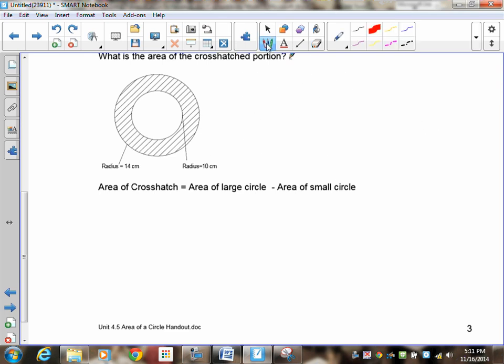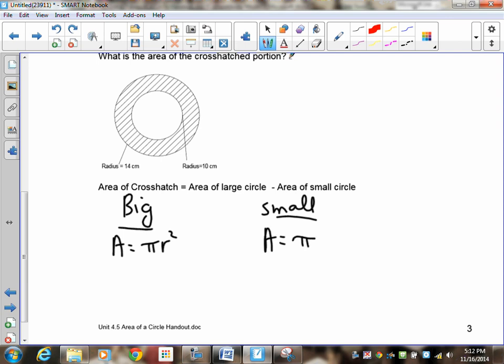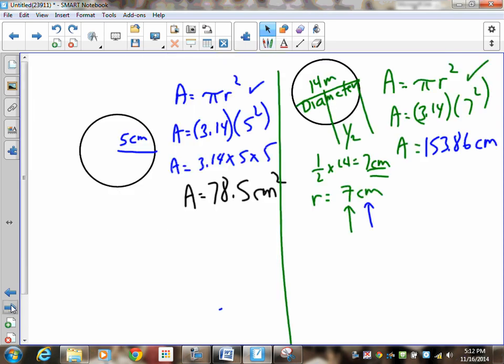This is probably the basics. So we have two circles. We have a big circle and we have a small circle. And we have to take the big circle and subtract the small circle's area from it. So start by finding the area of the big circle. So what I normally do is I label big and small just to make Mr. Reedy understand what I'm doing. The big one, the area, is equal to pi r squared. The formula for the small one is also pi r squared. Nothing changes there.